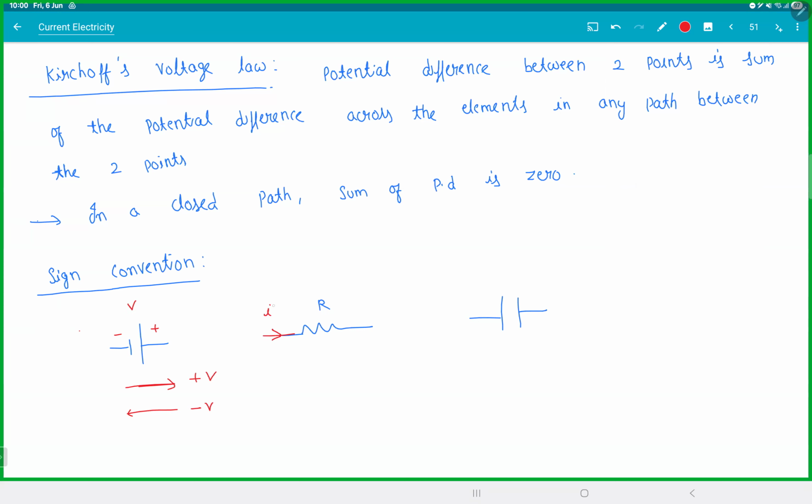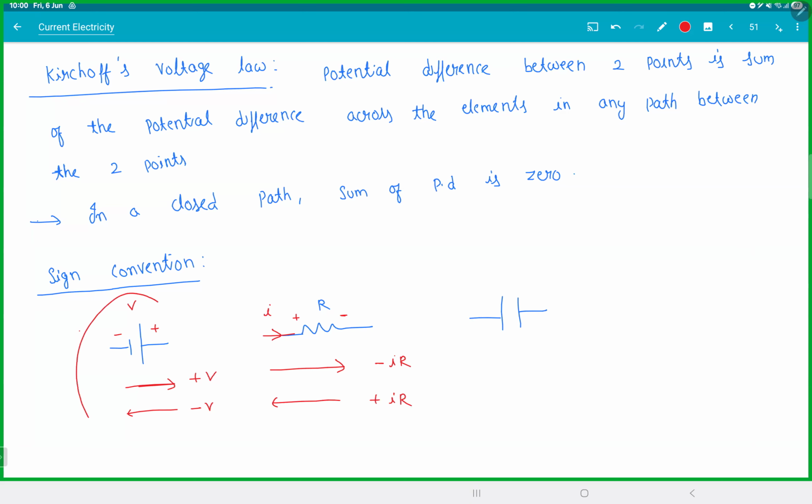Look at this thing. For a resistor, current always goes from higher to lower potential. Agreed? So if you go in the direction of the current, potential will decrease. If you go opposite to the current, the potential will increase.